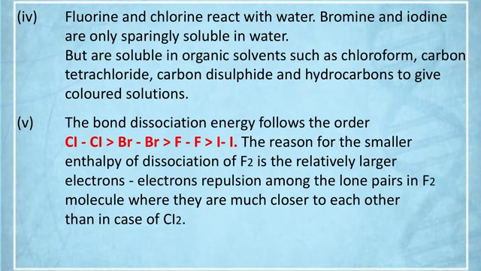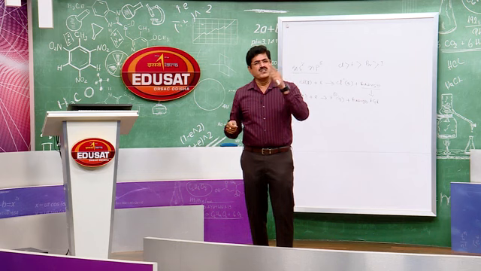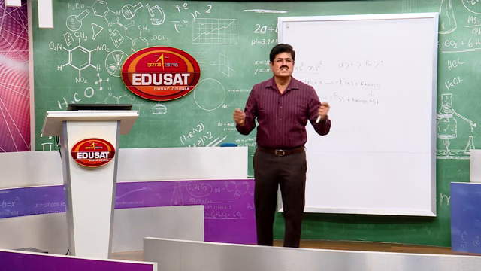See, chlorine has the highest bond dissociation energy, but fluorine's position is number 3, after bromine. Bromine has higher bond dissociation energy than fluorine. Why is this so? Fluorine is of smaller size. In F2, there are 7 electrons here, 7 electrons here, so more repulsion. As repulsion is more, bond energy decreases. Because of smaller size and inter-electronic repulsion, the fluorine bond dissociation energy decreases. That is one of the important properties of fluorine: it has low bond dissociation energy.